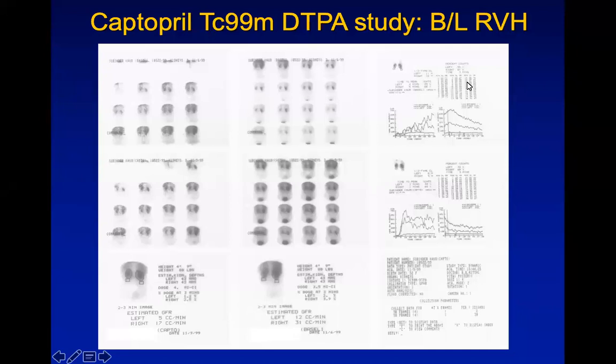The top line shows the baseline study where you can see the two kidneys and you can see the two renogram curves. Post-captopril, both the curves have flattened out and all you can see is background activity. The estimated GFR dropping from initial 12 and 31 in the baseline study to 5 and 17 post-captopril.